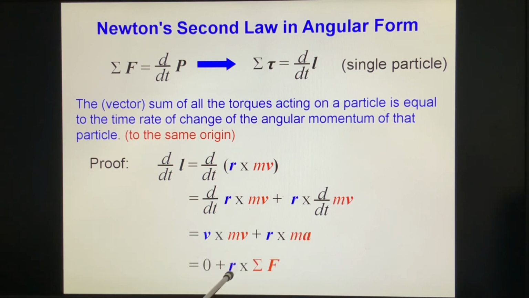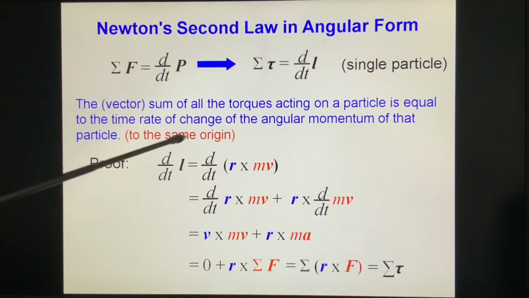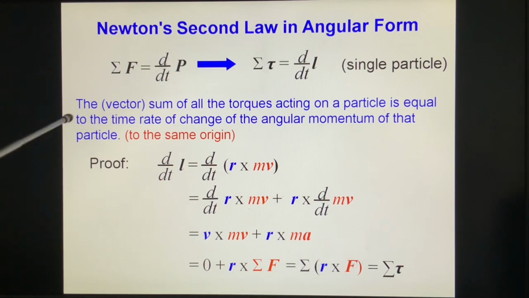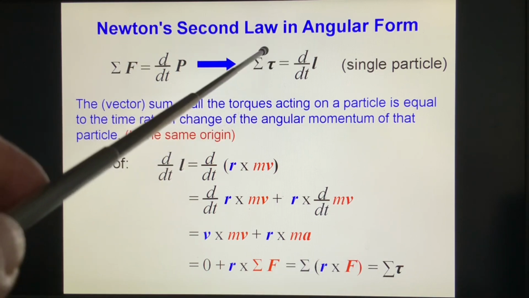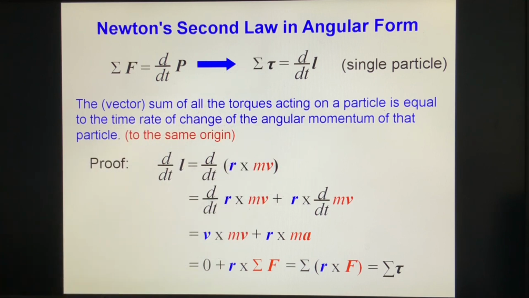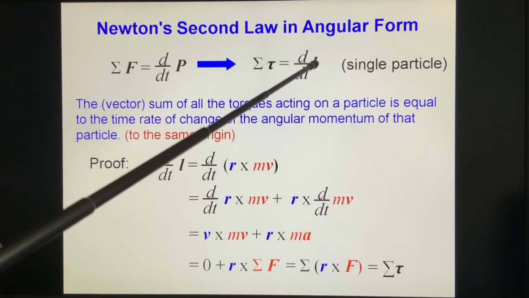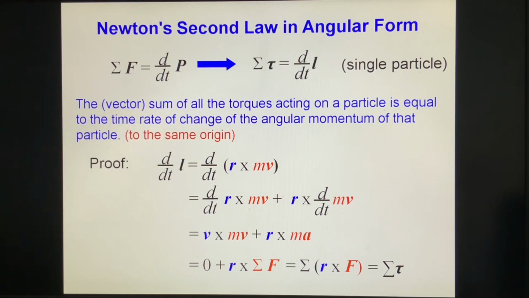Since r is just one number, we can put it inside, and you get sigma r cross F. That is sigma tau. So we prove this one: dL dt equals sigma tau. The sum of all torques acting on a particle is equal to the time rate of change of the angular momentum of that particle.